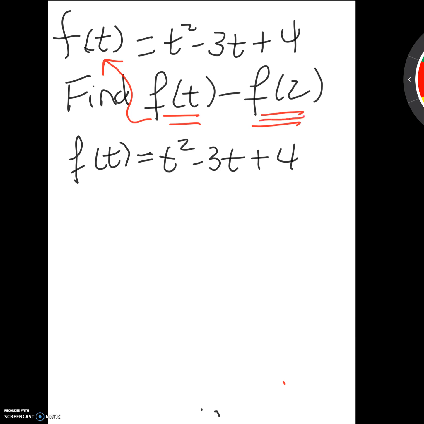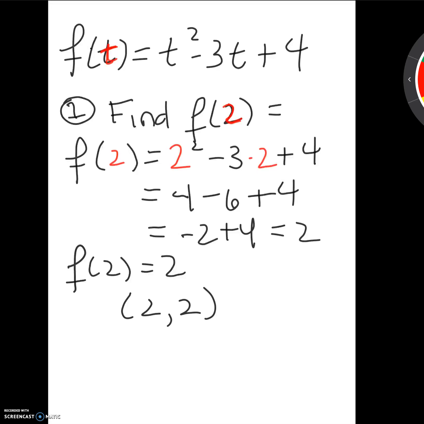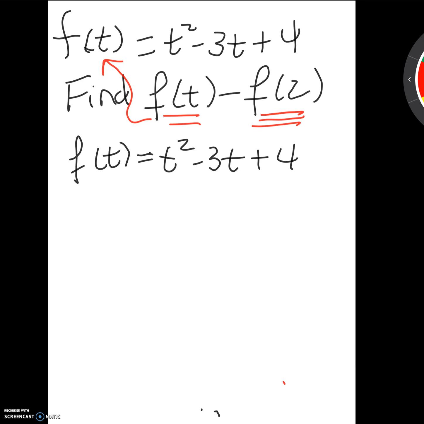And now let's take a look at f of 2. Well, that should sound familiar as well, because if we go back to what we did at the beginning, that first step over there, we know that f of 2 is equal to 2. Right? We found that out right here, that f of 2 is equal to 2. So going back to that third problem, we know already that f of 2 is equal to 2. So what this is asking us to do is take f of t and subtract from that f of 2.